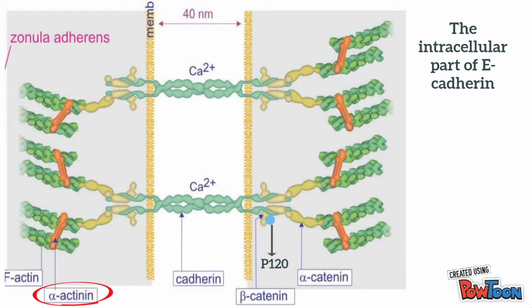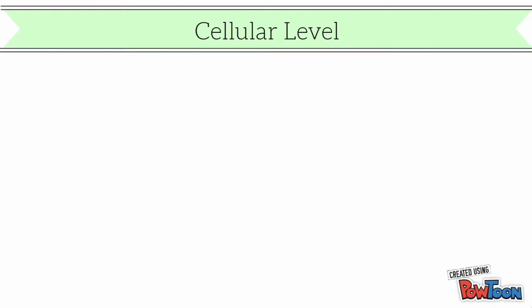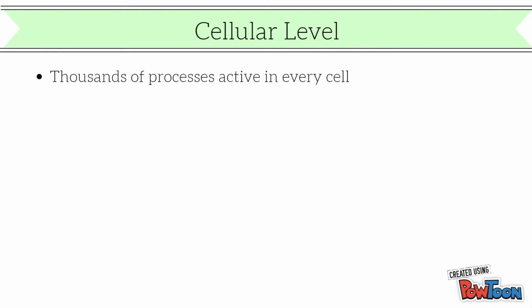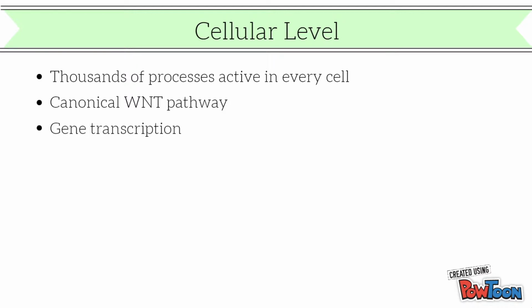Later on in this video, we'll explain the process of this construction in more detail. Now, let's take a look at the processes at cellular level. Right now, there are thousands of signaling pathways active in every cell of your body to keep it alive and responsive to the needs of the organism. One of those pathways is the canonical Wnt-signalling pathway, which is designed to activate gene transcription in the nucleus.